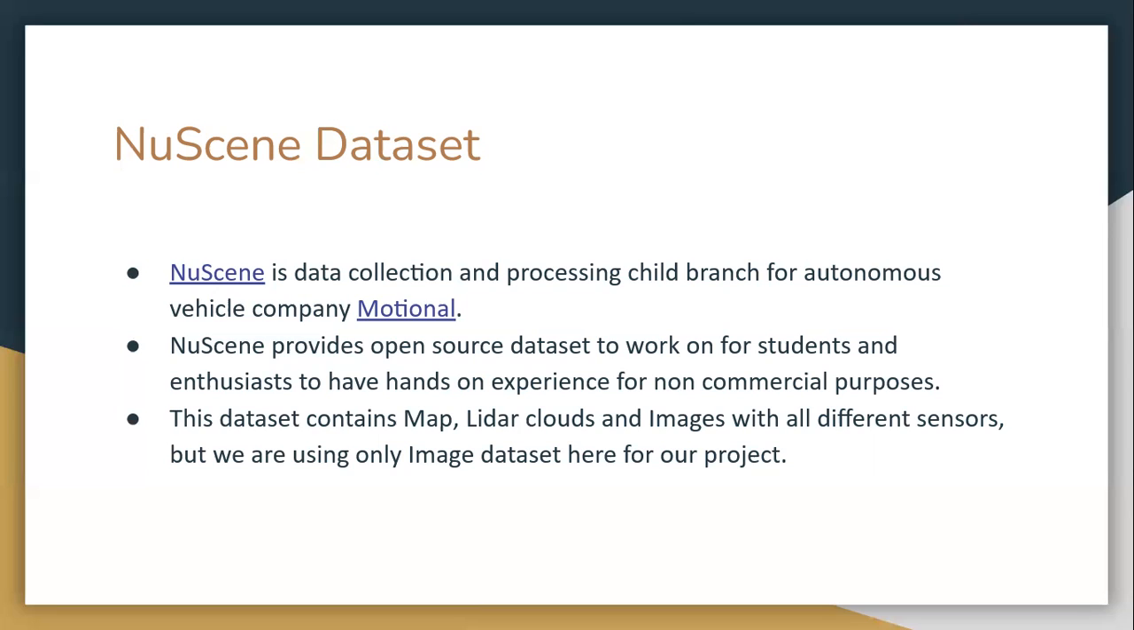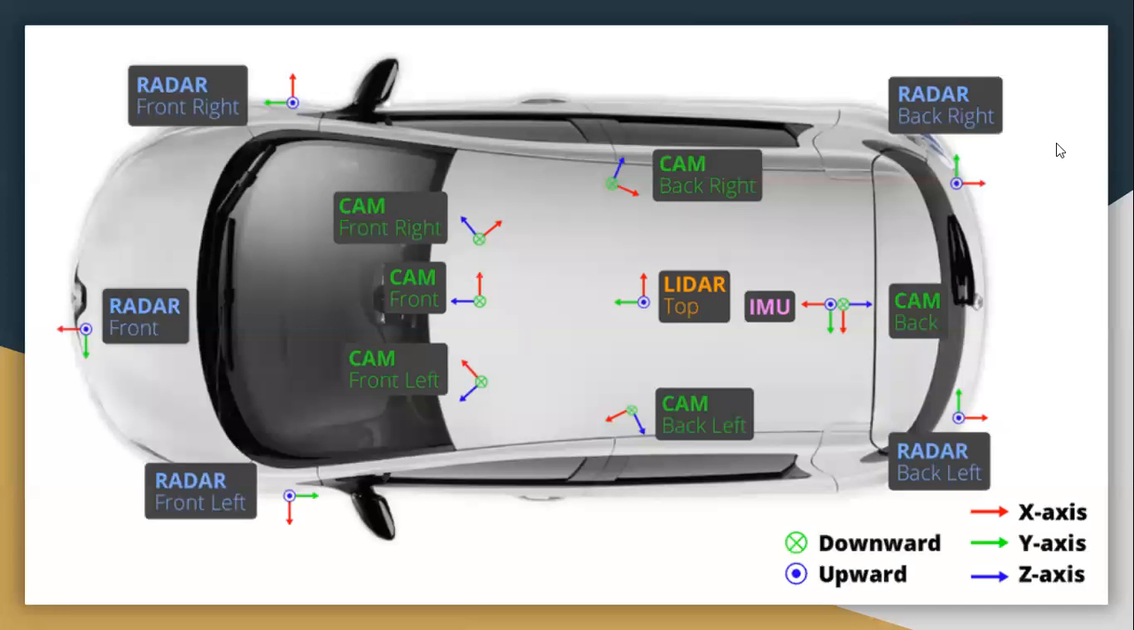That dataset contains different maps generated by LiDAR point clouds and different images. But over here, we are only going to look at the images captured by different cameras. That's how the car looks, and that's how the sensor positions look. As you can see, we have 6 cameras and we got all the pictures from these 6 cameras, and we are going to annotate them to put them into the network and do the classification on them.